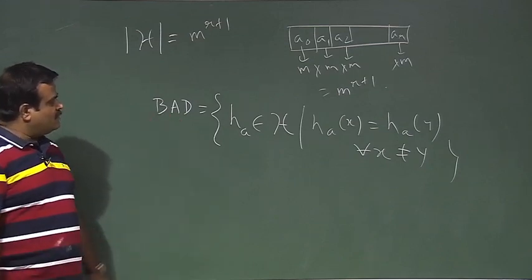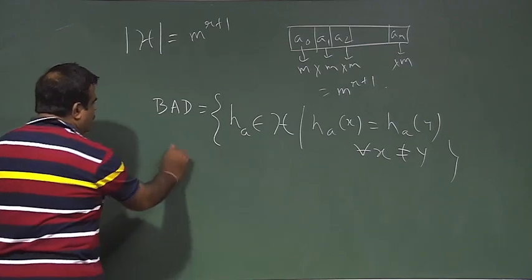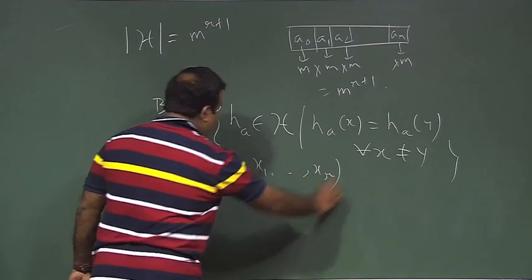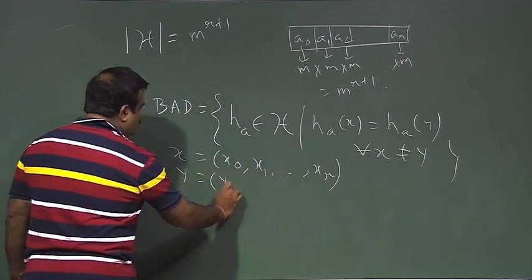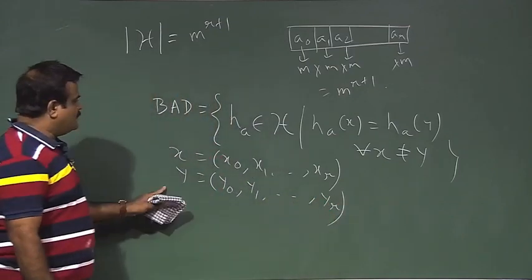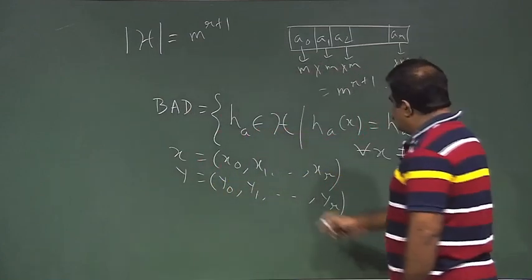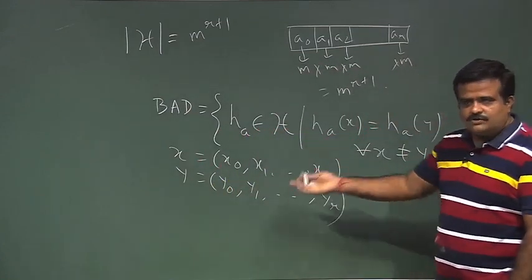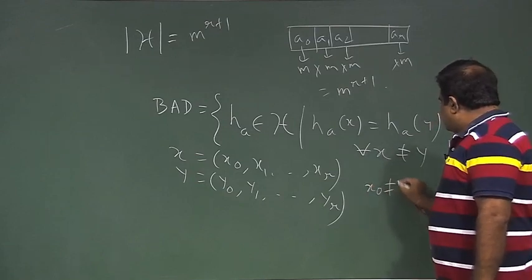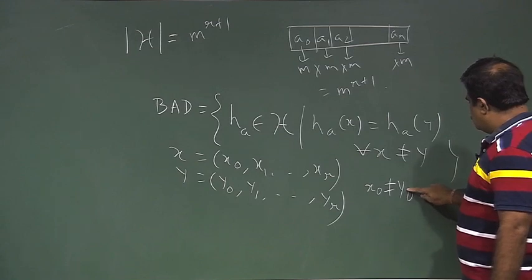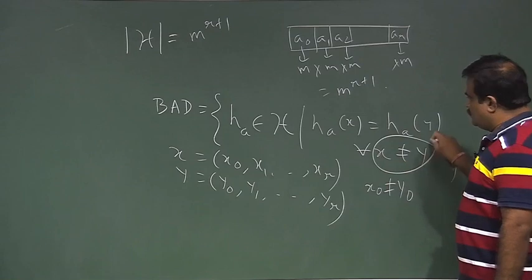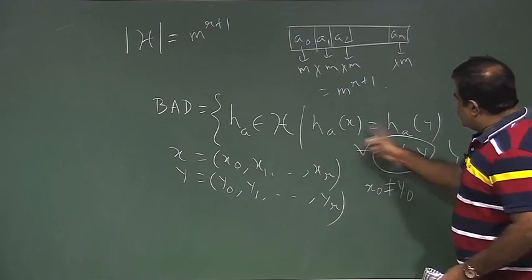Now, we want the cardinality of this bad portion. To get it, let us take x as a key. So, x is also of this form, x0, x1, up to xr, and y is another key, y0, y1, up to yr. Since x is not equal to y, at least one digit of x will not equal the corresponding digit of y. For simplicity, we take x0 not equal to y0, without loss of generality, because we want x not equal to y. Okay, so now we take this as equal.